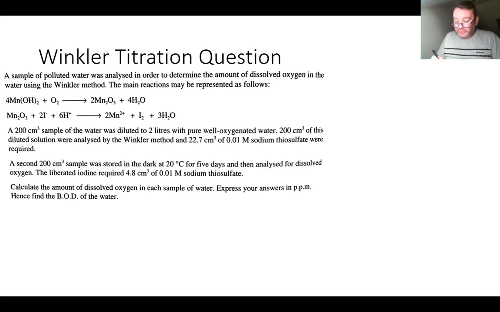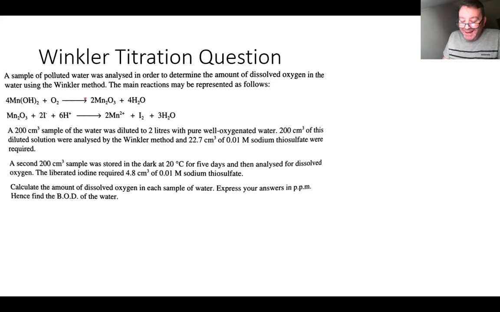So let's take a look at this question here, because it gives us an idea as to how the BOD experiment actually works. A sample of polluted water was analysed in order to determine the amount of dissolved oxygen in the water using the Winkler method. The main reactions may be represented as follows. Now, you'll notice there's 2 equations here. Any time in chemistry they give you 2 equations in an experiment, or more equations, there should always be a link. They should be seen as a continuous flow from one to the other.